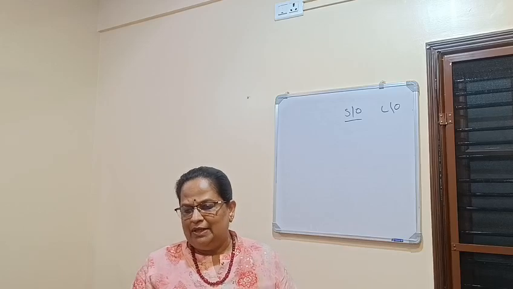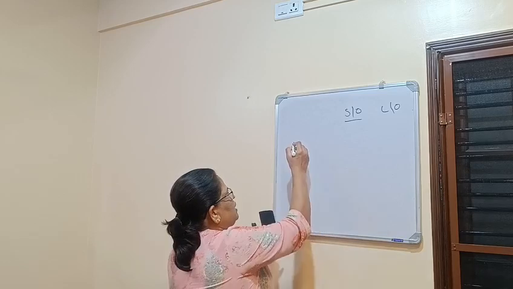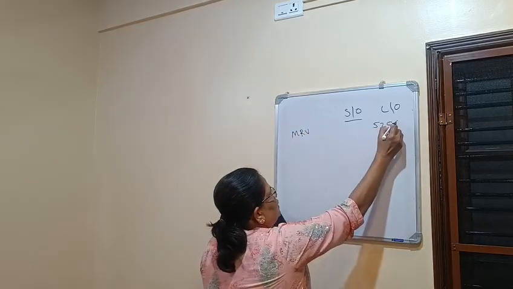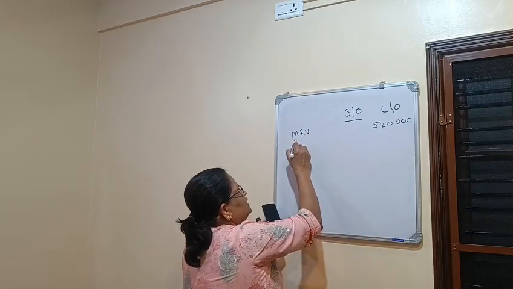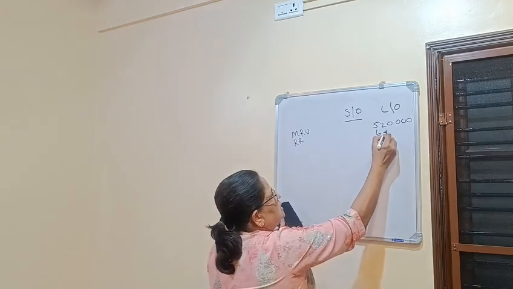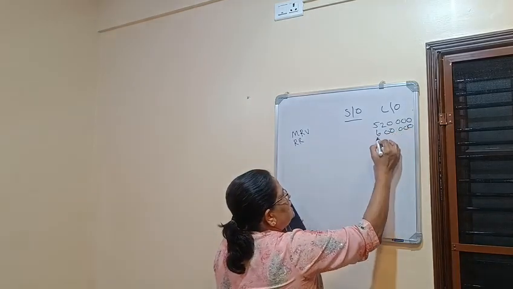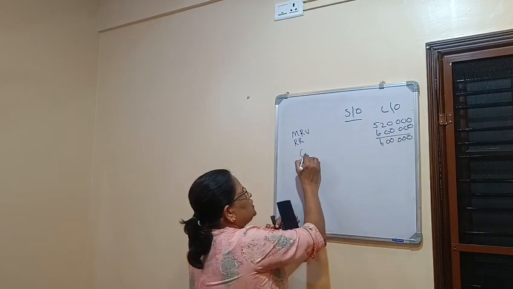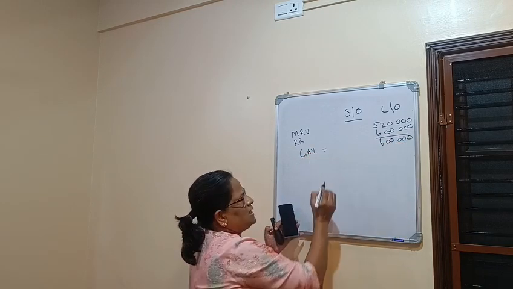As per the old scheme, let out house property MRV is equal to 5,20,000. Rent received is equal to 50,000 into 12, so it is 6 lakhs. So whichever is the higher value we will take. So gross annual value is 6 lakhs.